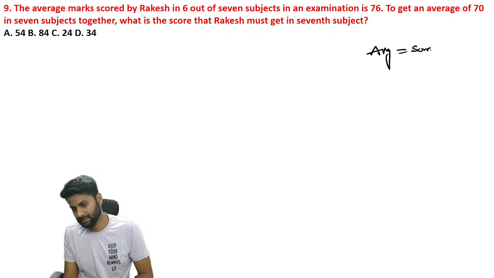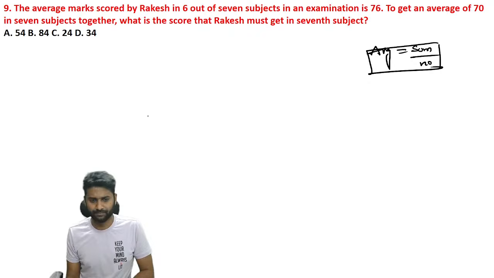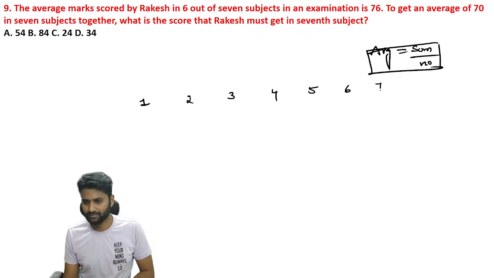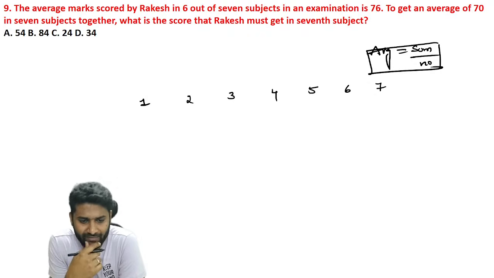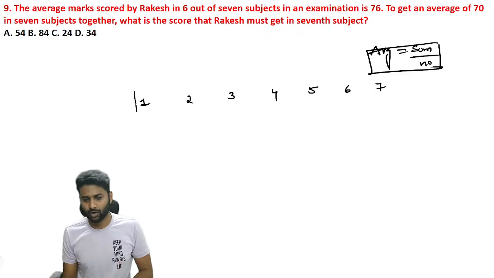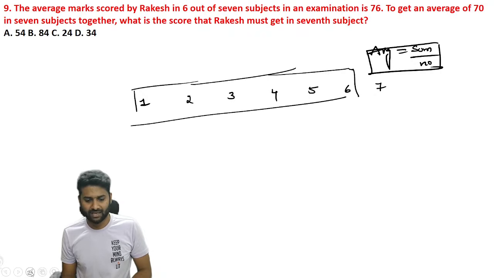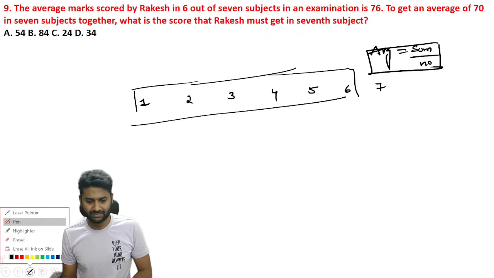Average is all about the sum of observations divided by the number of observations. So I will teach you another way. There are a total of 7 subjects: 1, 2, 3, 4, 5, 6, and 7. They clearly mention that the average marks scored by Rakesh in 6 out of 7 subjects in the examination is 76. First of all, they are talking about the first 6 subjects, and the average is 76. How do we get the average of 76 here?